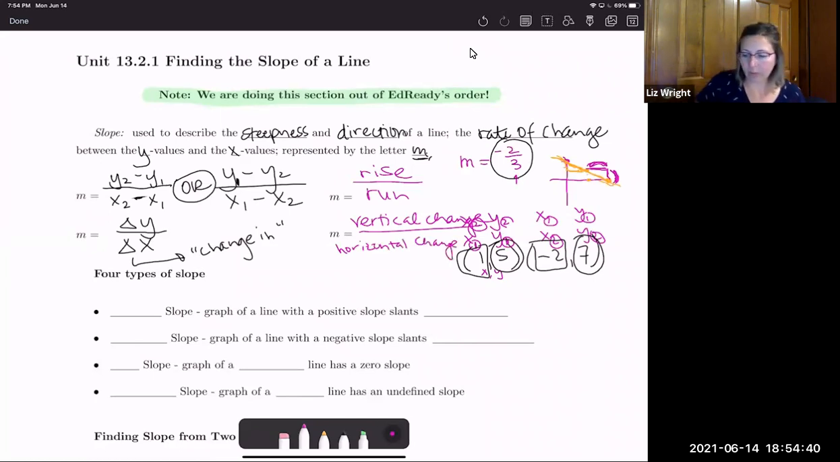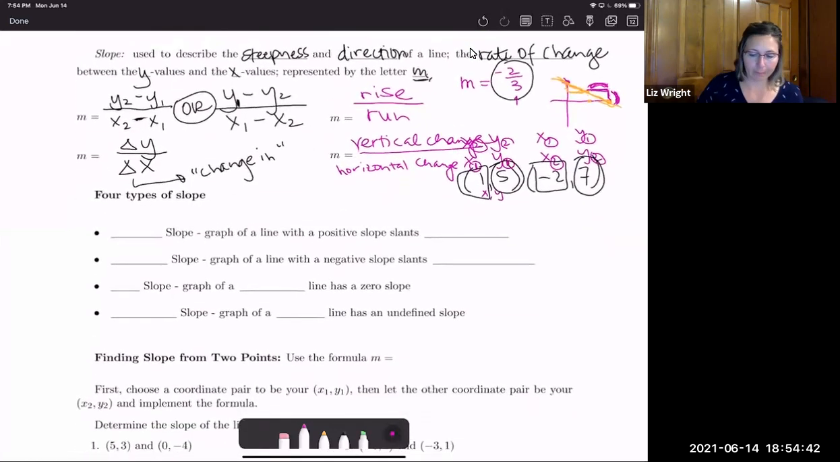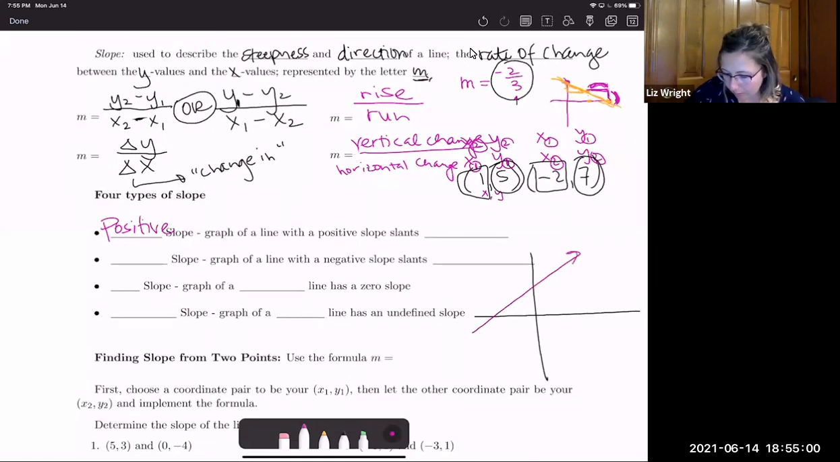All right, so we've got 4 types of slope. We've got a positive slope. And that's when the graph of our line is going up and to the right. So it's going to be like this. It's going up and to the right. So this is positive. So it's going upward right.